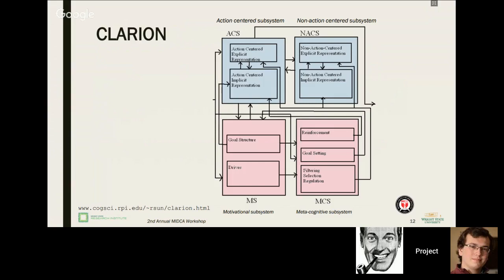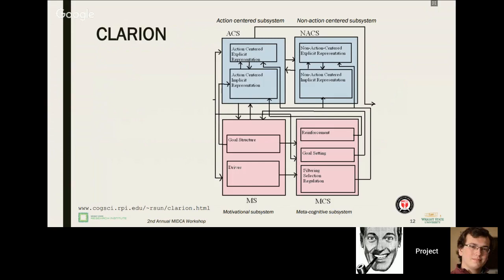So as Dustin mentioned, there is a commitment to metacognition also in this dual cycle architecture, MIDCA. It is different here. The system, I believe, is subsymbolic or neural net based. The implicit representations in Clarion are neural nets. The explicit are rules, again, like productions or a rule-based system. So there are still commonalities.